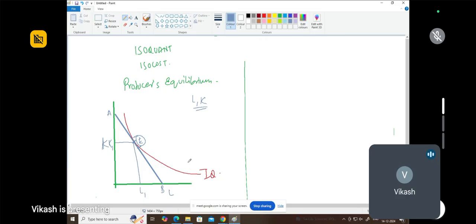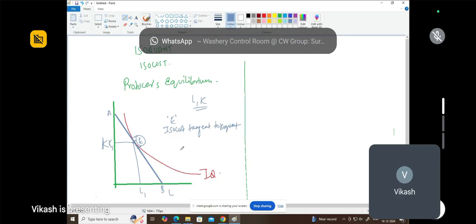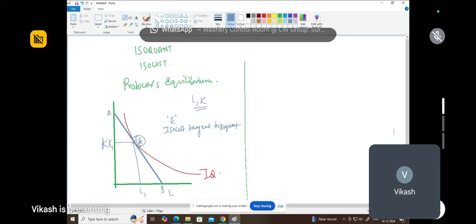So that is what we discussed in the last few classes. What is the condition of equilibrium? You can see at point E, isocost behaves as a tangent to the isoquant. Yes, class, if you can see this, isocost behaves as a tangent. Yes or no?